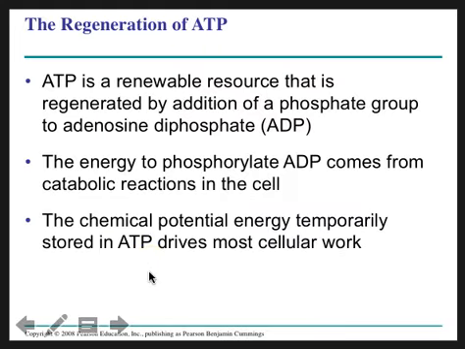Beautiful part about ATP, it's renewable. ATP is totally renewable in that we can regenerate it by phosphorylating the ADP. So the exact thing I did through hydrolysis, where I pulled the phosphate off of ATP, now I can add it back on to ADP, and I'm right back at ATP. The energy to phosphorylate ADP comes from other catabolic reactions in the cell. The potential energy that temporarily gets stored in ATP is what's going to drive that work.